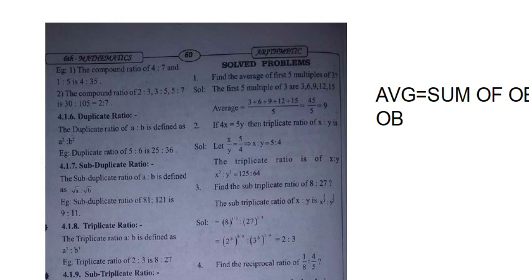Now, you add in the numerator: 3 plus 6 is 9, 9 plus 9 is 18, 18 plus 12 is 30, 30 plus 15 is 45. 45 divided by 5. If you do cancellation, 5 nines are 45. What is the answer? 9 is our answer. Here, friends, what you should know in average is that average is equal to sum of observations by number of observations.